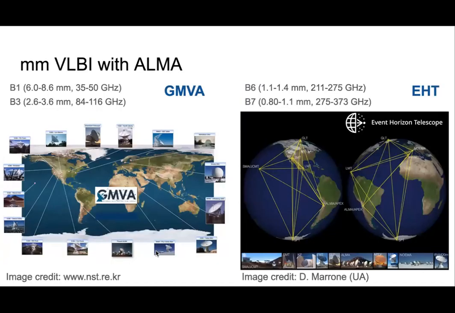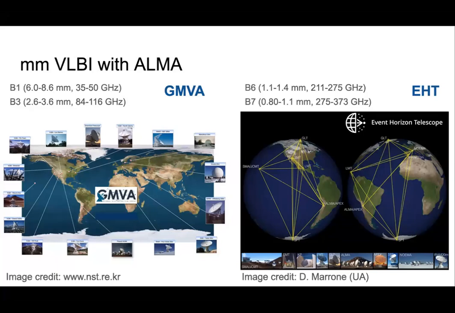So to start, millimeter VLBI with ALMA. ALMA can participate in millimeter VLBI networks at four ALMA bands. So bands 1 and 3, that is 7 and 3 millimeter, ALMA works together with the Global Millimeter VLBI Array, which you see on your left. And in bands 6 and 7, which is at 1.3 and 0.9 millimeter, ALMA works together with the Event Horizon Telescope.